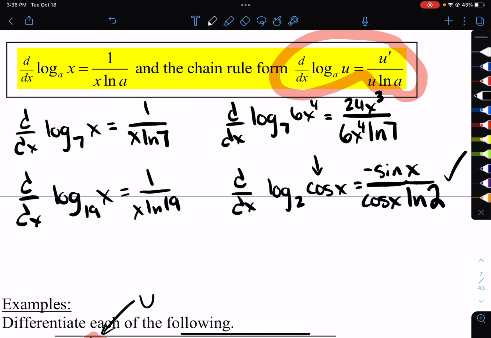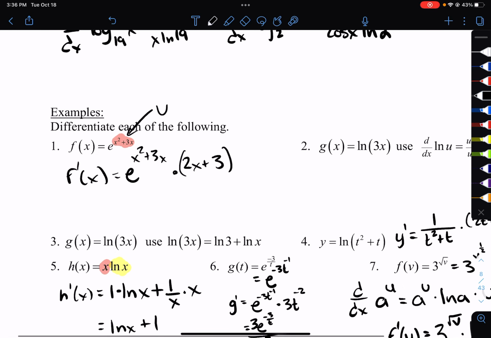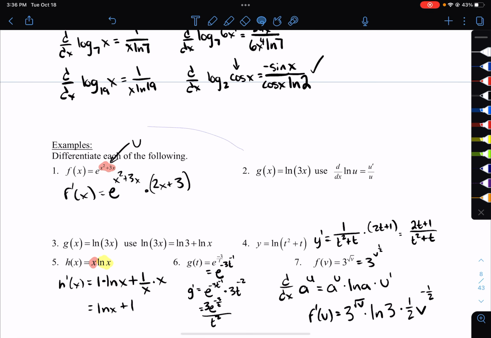Okay, let's do the same examples that we did in class.